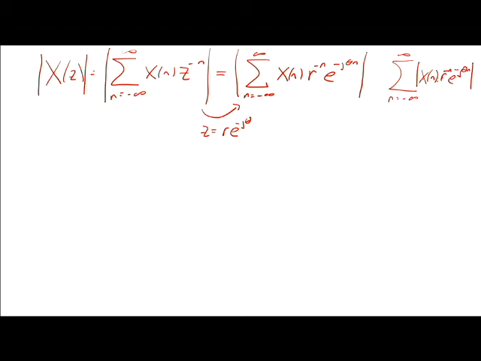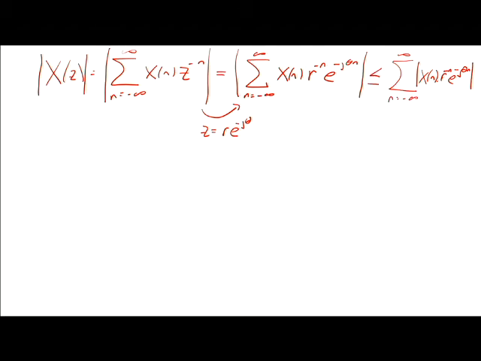So what should theoretically happen? Each one of these terms, we take the magnitude of it, right? So it's going to be a positive value. It's not going to be complex. It's going to be real. And we're going to sum them all together. It's going to be larger. The sum of all those magnitude terms is going to be larger than this guy here.